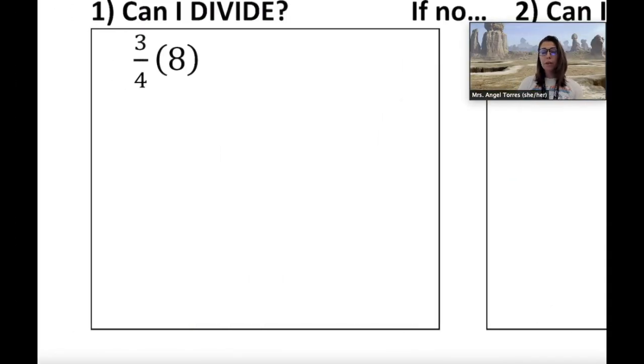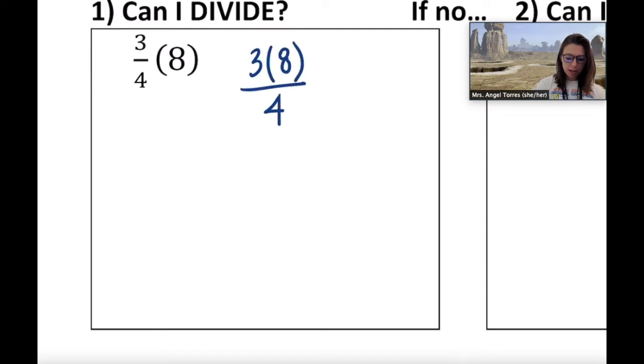Here we have 3/4 times 8. I'm going to start by putting my multiplication in the numerator and my division in the denominator: 3 times 8 divided by 4. Can I divide? Yes. Though I can't divide 3 by 4 evenly, I can divide 8 by 4. If you can divide, that's what you should do.